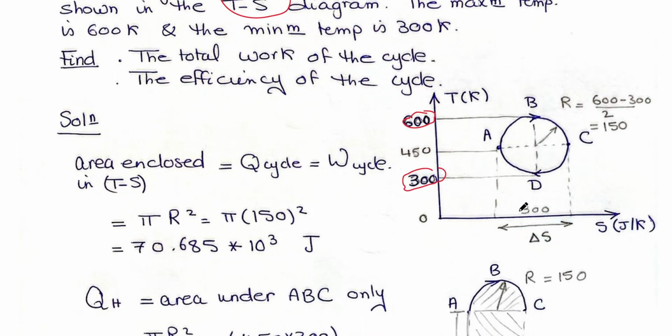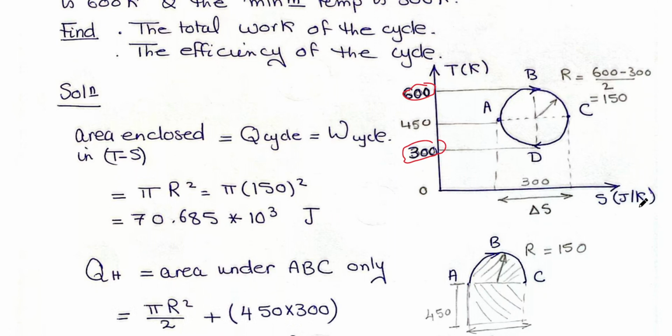Let's examine this figure. This is a TS diagram and it is kind of a circle. This value is 600 and this value is 300. If you want to get the radius of this circle, the diameter will be 600 minus 300 is 300, and its radius is 150. And this point in the middle of 300 and 600 is 450 Kelvin.